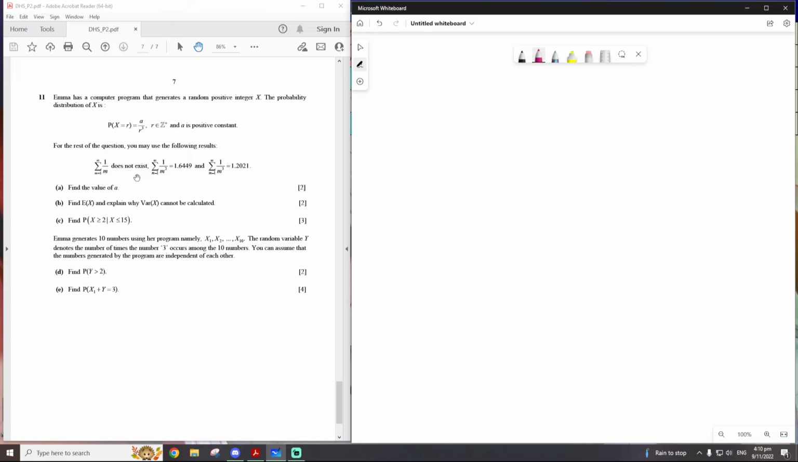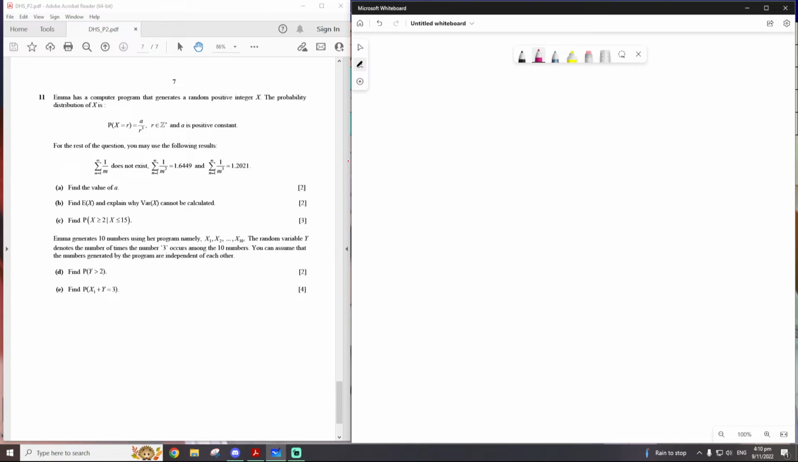That's true. Sum of 1 over m squared. In fact, I can tell you exactly that's pi squared over 6. That's called the Basel problem. You can look it up. And the sum of 1 over m cubed is a transcendental number, but it is known to be approximately that. It's also known as Apéry's constant.